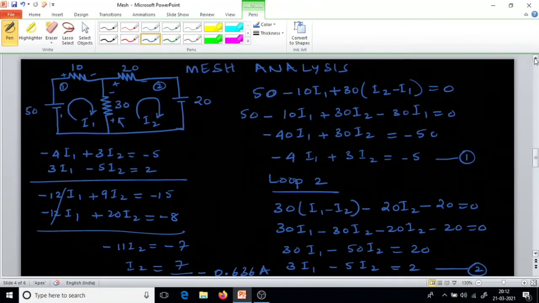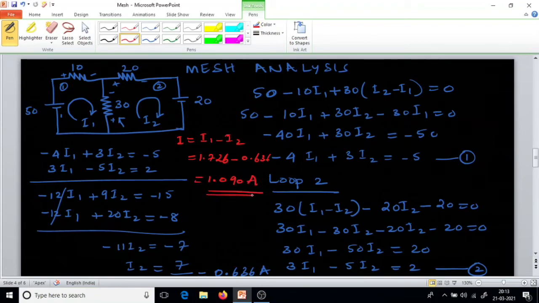Now if we see here, I2 and I1 are in opposite directions. So we will take I1 minus I2, because I1 has the higher value. The effective current I equals I1 minus I2, so 1.726 minus 0.636 comes to 1.090 amps. So exactly the same answer we got.